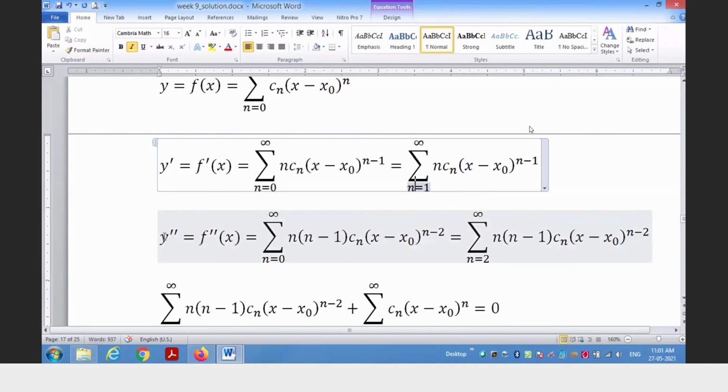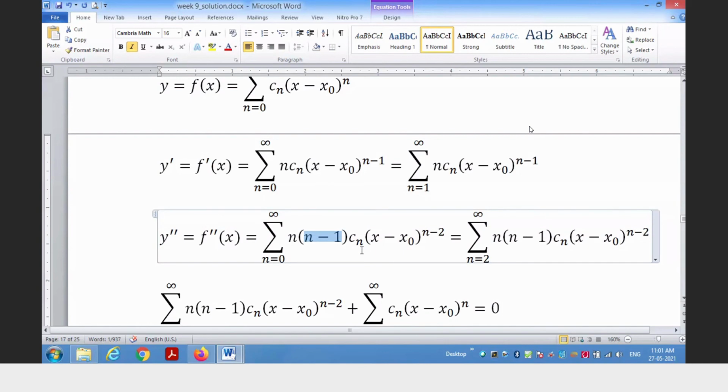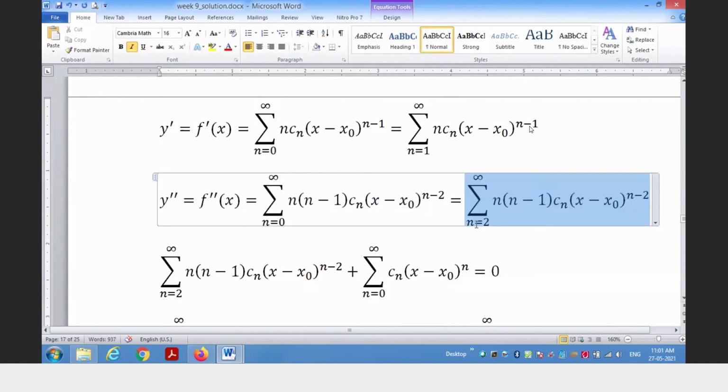The same thing here. For the second derivative, we differentiate y prime one more time. So you bring n minus 1 in front, so n times n minus 1, Cn remains unchanged, and the power is reduced by 1. But now we shift the index. The index now starts with 2. They are equivalent. Why start from 2 rather than 0? When n equal to 0, this term will be 0. When n equal to 1, this term also equals 0. And that's why we start with 2.